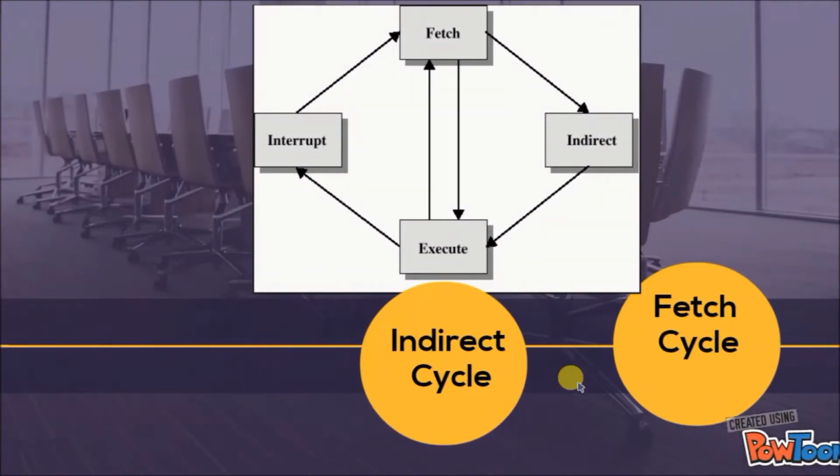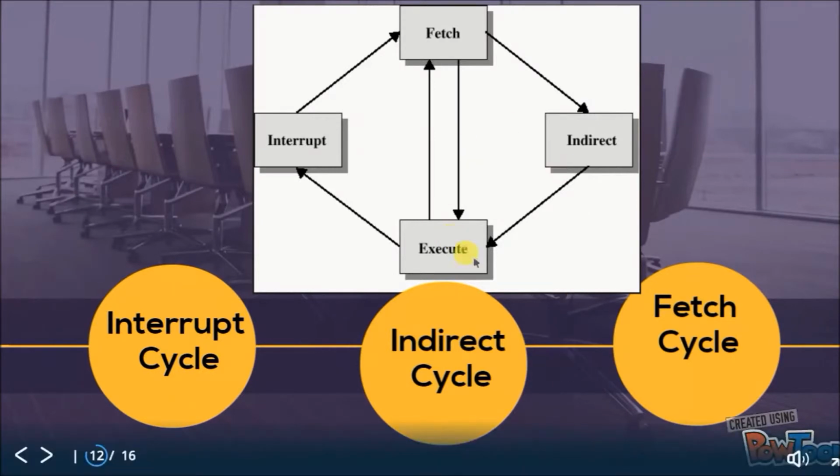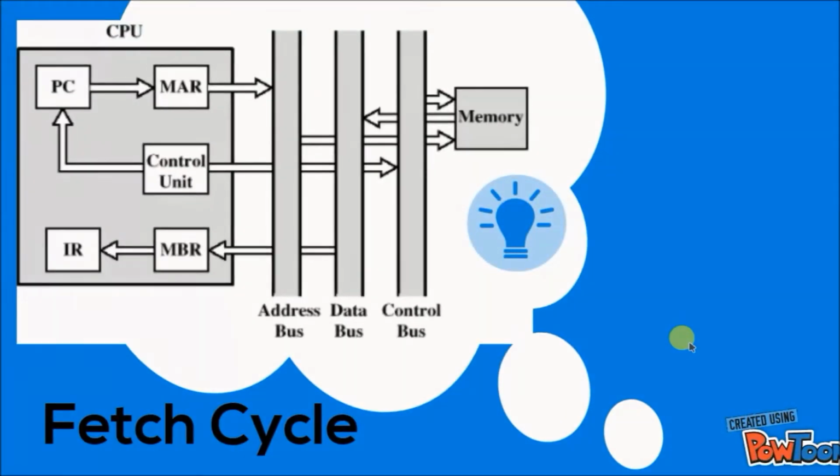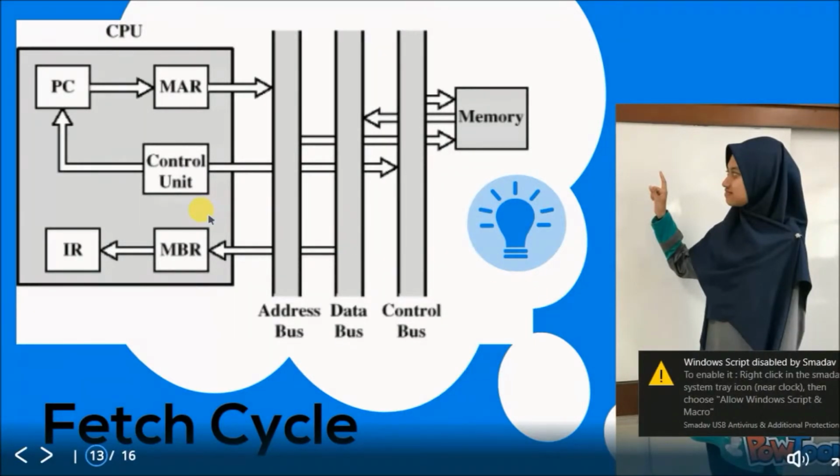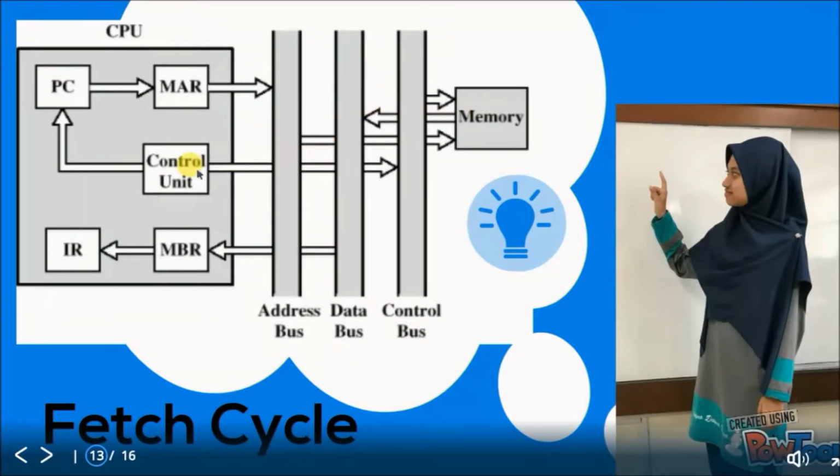Next, I would like to explain about the instruction cycles. They include fetch cycle, execution, interrupt, and may include indirect as well for certain conditions. Okay, so now I will explain more about the fetch cycle. For the fetch cycle, the instruction is read from the memory. The PC, the program counter, contains the address of the next instruction to be fetched.